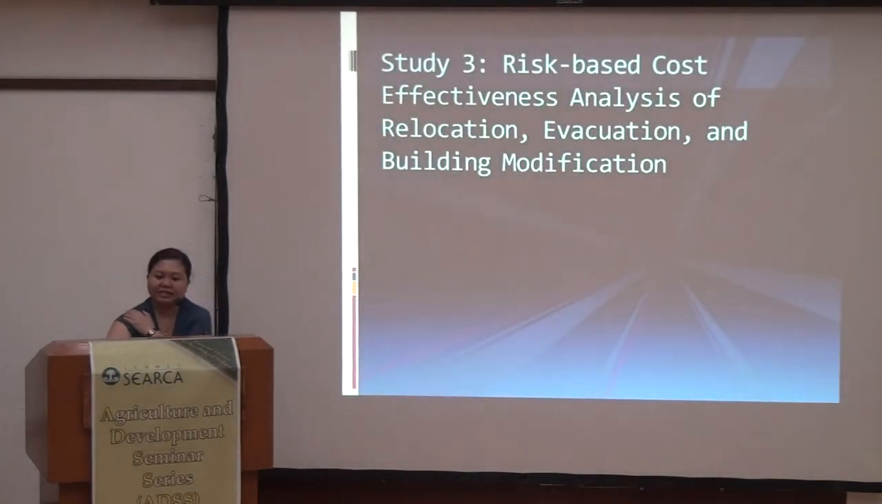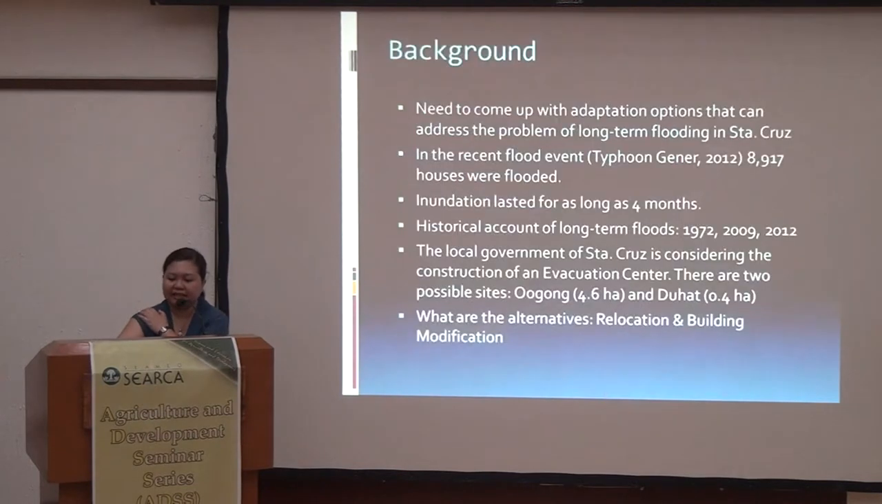And the last sub-study, which is risk-based cost effectiveness analysis, just to give a background on why we did a separate sub-study, I've said this earlier, it is because we found the presence of long-term inundation along the Santa Cruz River watershed, specifically along the lakeshore barangays of Santa Cruz. And in the recent flood event, about 8,917 houses were flooded. Inundation lasted for as long as 4 or even 5 months.